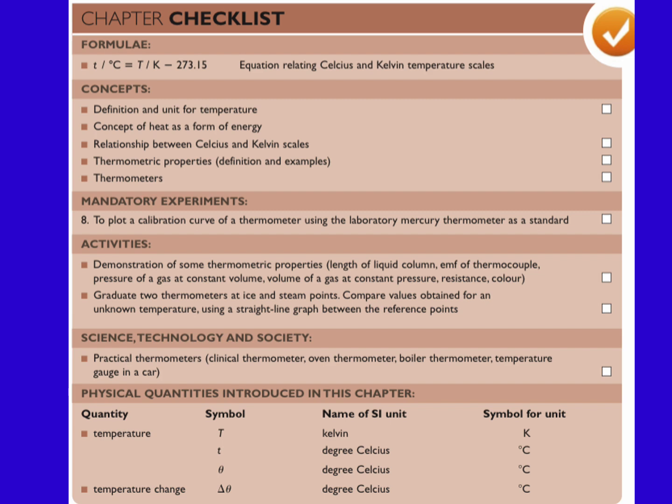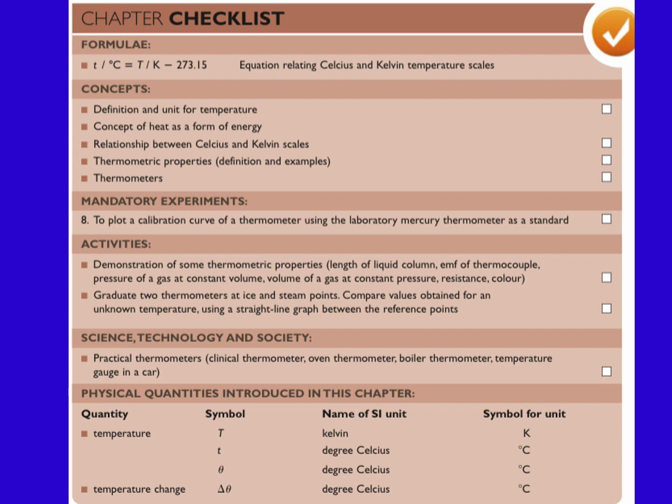Alright, so we are nearly there. I'm going to just briefly talk through a chapter checklist. The standard unit for measuring temperature is Kelvin, not degrees Celsius. Degrees Celsius is our common practical everyday scale, but in physics your standard unit now is the Kelvin. So you have to be able to convert from degrees Celsius into Kelvin and vice versa. That formula is in your log tables under the heat section, so know where that is and be able to do a conversion.